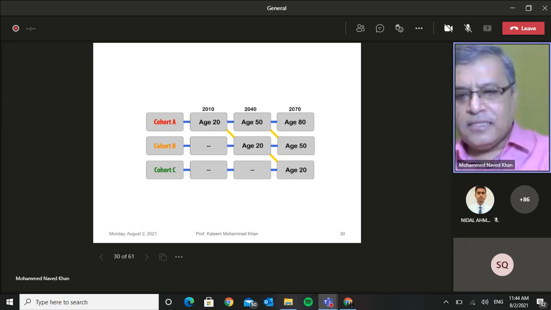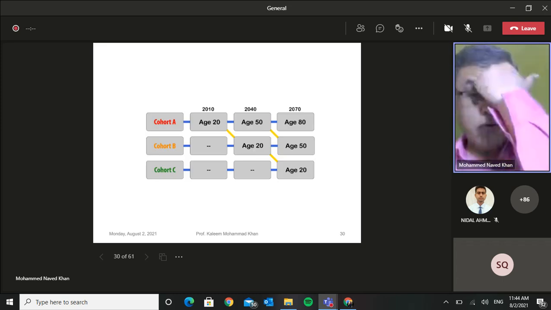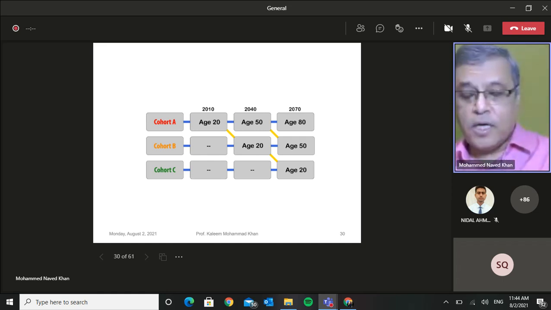Then this is a schematic or diagrammatic representation of what we mean by this. So cohort A would be, say, those who are of a particular age.